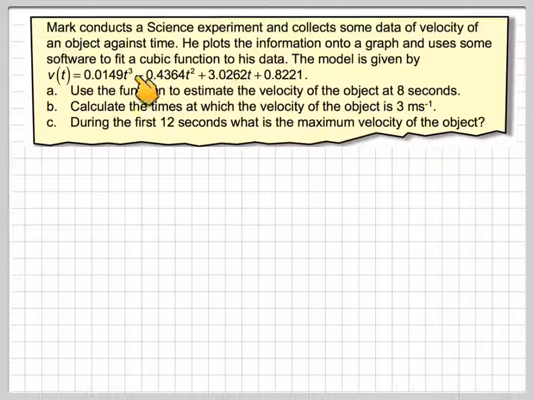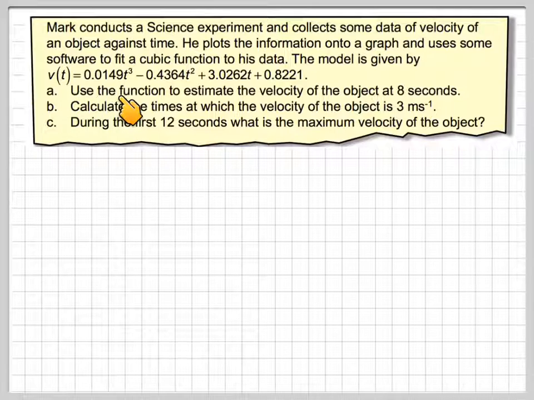The model is given by v of t is equal to 0.0149 t cubed minus 0.4364 t squared plus 3.0262 t plus 0.8221.